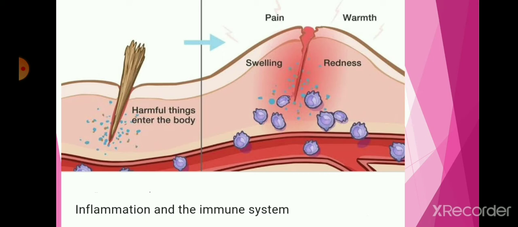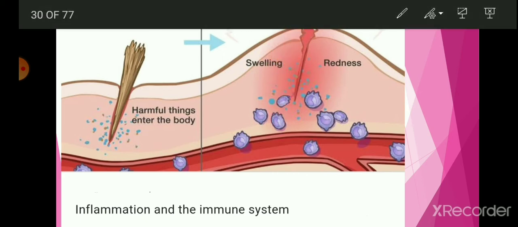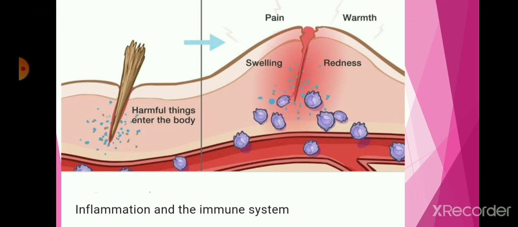So in this figure you can see that this harmful thing enters the body of the organism, which ruptures this intact layer of skin. Due to this harmful thing, the skin gets ruptured and forms the infection. So this is the ruptured skin, and we know that our body, that is the organism's body, is not sterile.